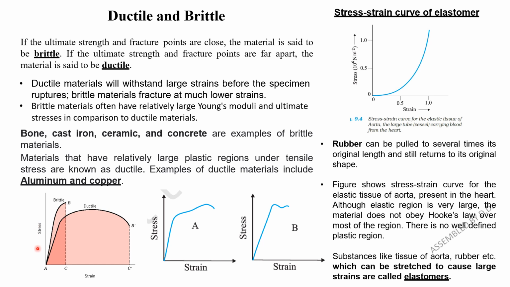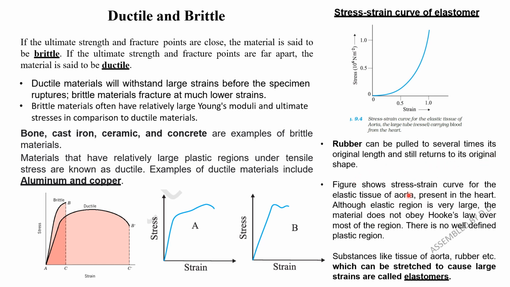So as you can see in the stress strain plot, this region is brittle, and after that it is ductile in nature. Let us see the stress strain plot of any elastomeric material. Elastomer, I already told you, a well-known example is rubber. So rubber can be pulled to several times its original length and still returns to its original shape.